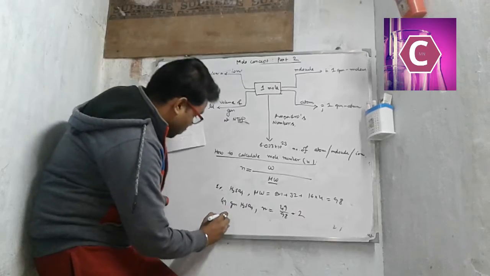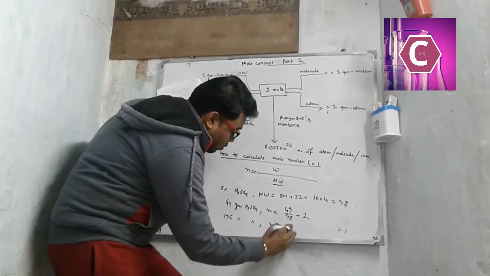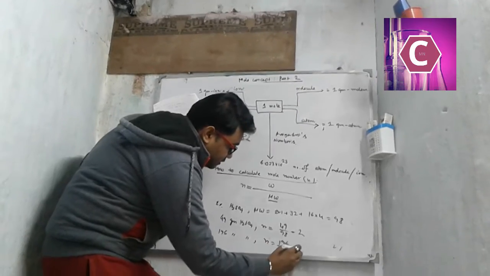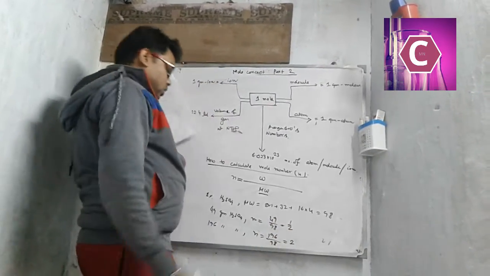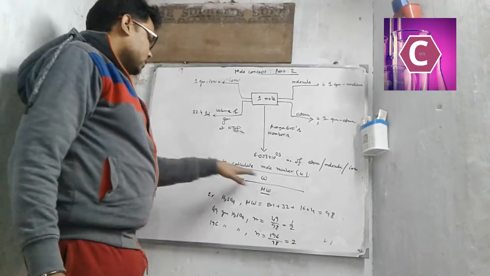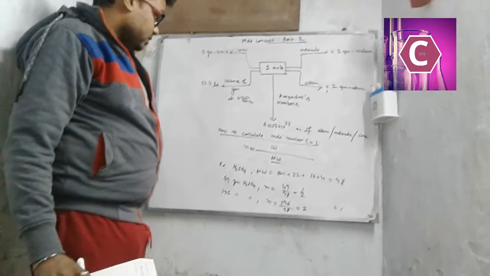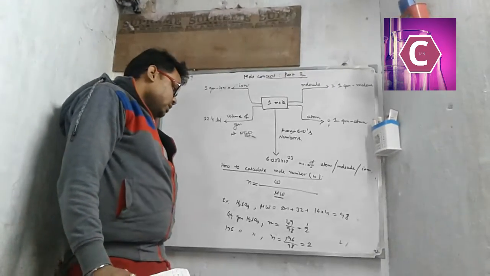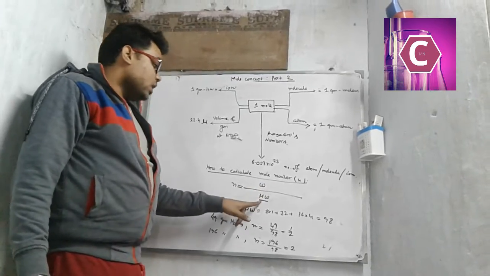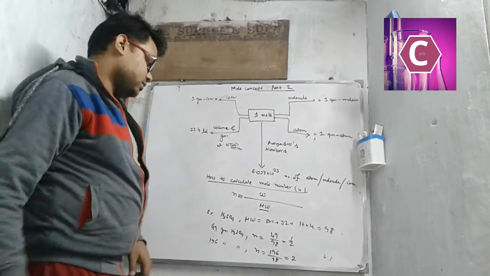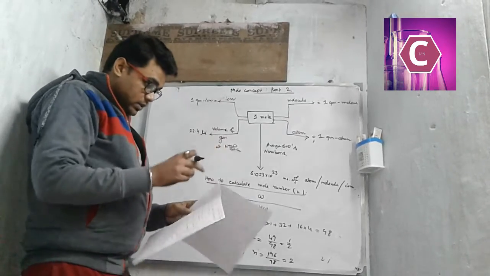For 196 gram of H2SO4, the mole number is equal to 196 by 98, which is equal to 2. So in that way we can calculate the mole number of any substance or of any molecule, that is, mole number is equal to the weight of the substance divided by the molecular weight of the substance.